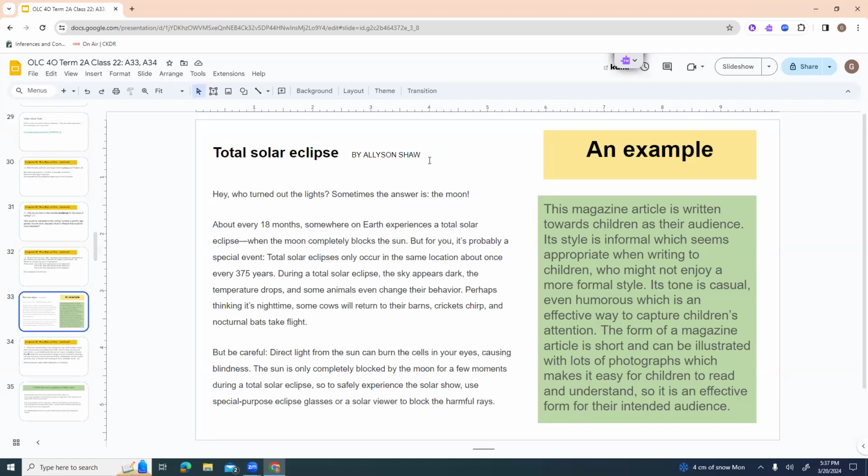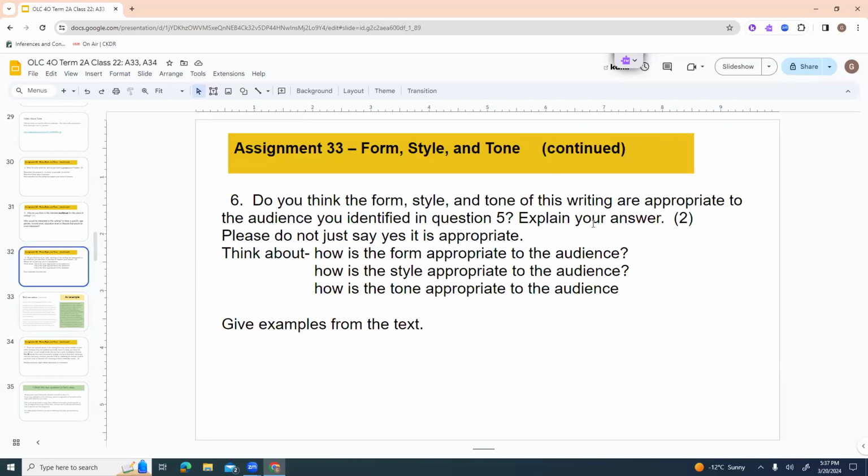So we've talked a lot about format. Form is just another way of saying format. So different types of writing. So for each one of these, I tackled style, tone, form, and I explained why I think it's effective. So for this question, please don't just say, yes, it's effective. Tell me why you think it's effective, okay?